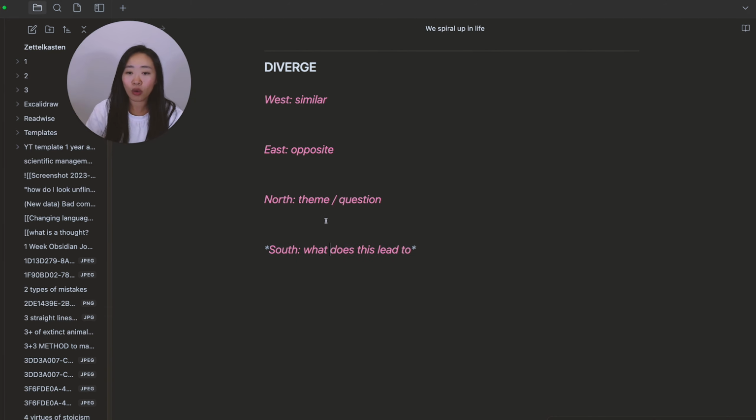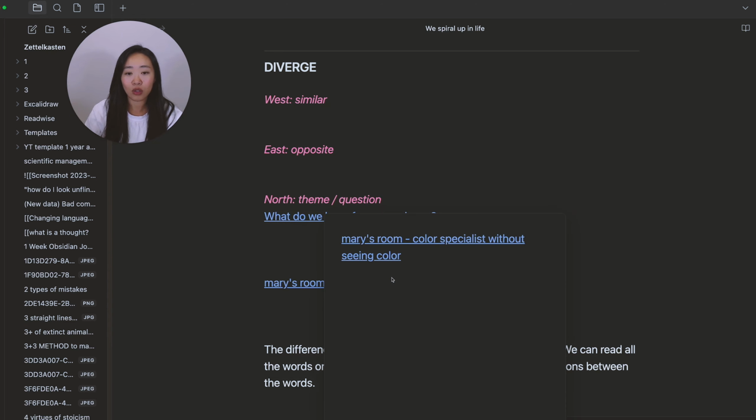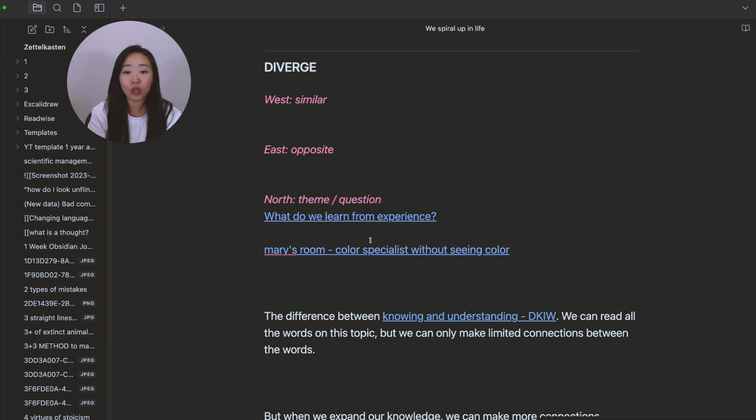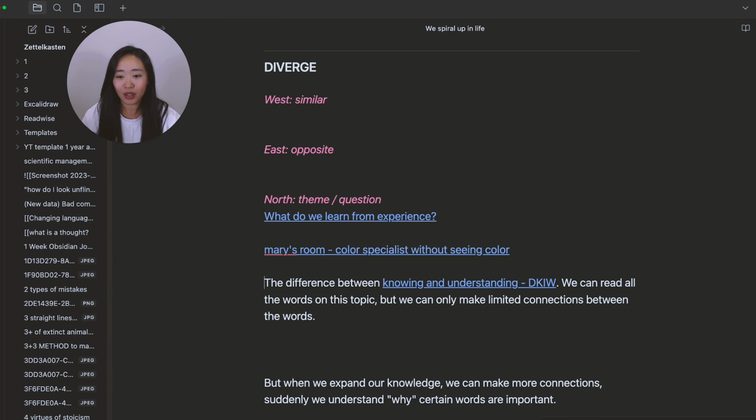The theme, the question that we are trying to answer, which to me is, what do we learn from experience, which is a note I already had before. And also this thought experiment called Mary's Room, a color specialist who knows everything there is to know about color, but she's never seen color before. So when she sees color, does she learn something new? That's a very interesting question. I think I have a hypothesis.